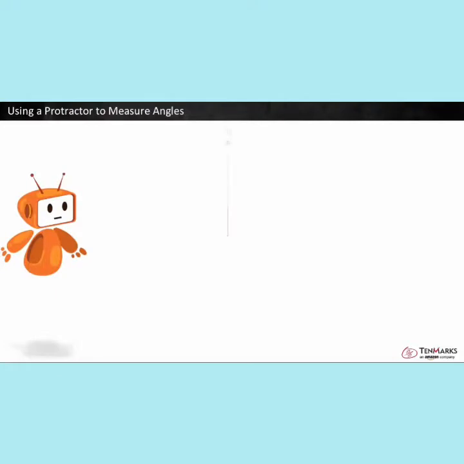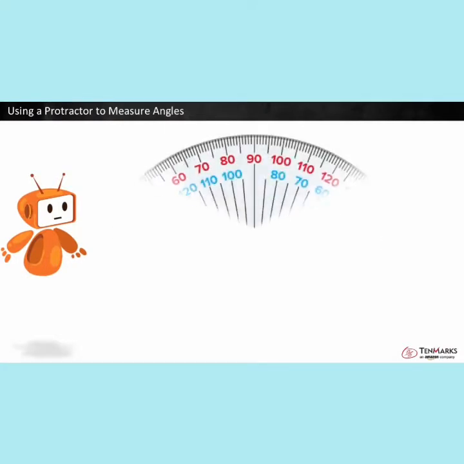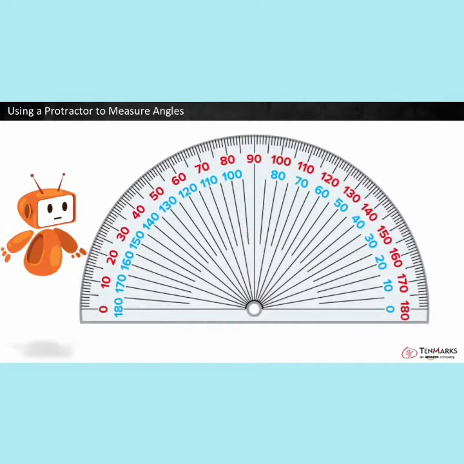You can use a protractor to measure angles. This full circle protractor is 360 degrees. A standard protractor is half a circle. There are two sets of numbers. The red counts one direction and the blue counts the other. So it is 180 degrees.